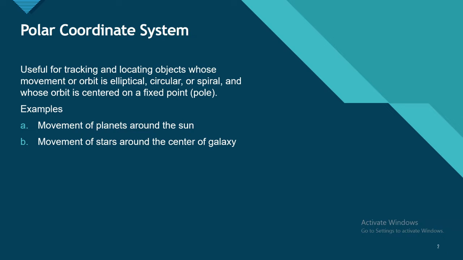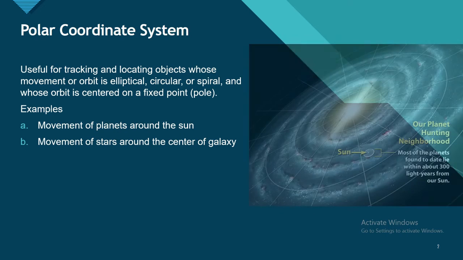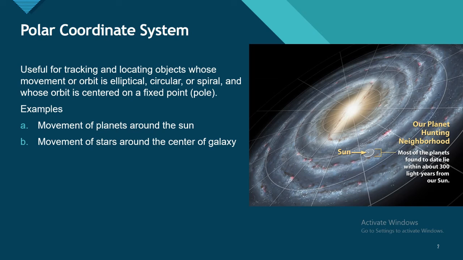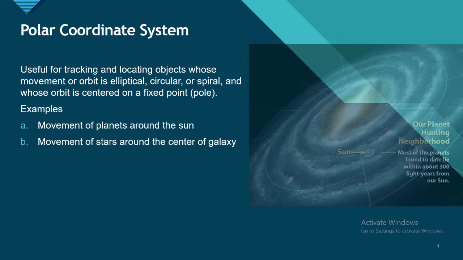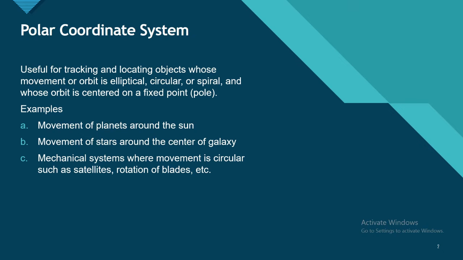The movement of stars around the center of the galaxy. So the stars around the center of our galaxy, the Milky Way, are rotating in a spiral motion. And so when we are studying the movements of these stars around the center of the galaxy, it's the polar coordinate system which is going to be very helpful. We also use the polar coordinate system when we are working with mechanical systems where the movement is circular, such as satellites, rotation of blades, etc.